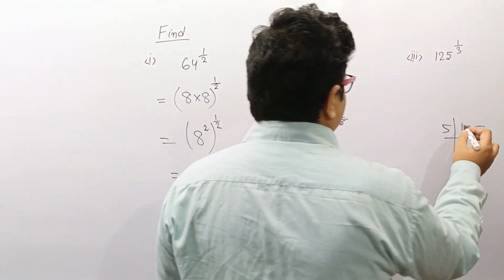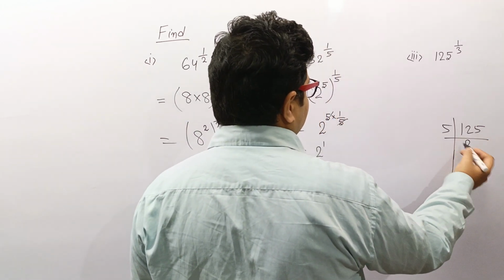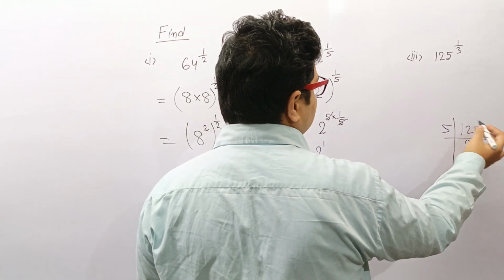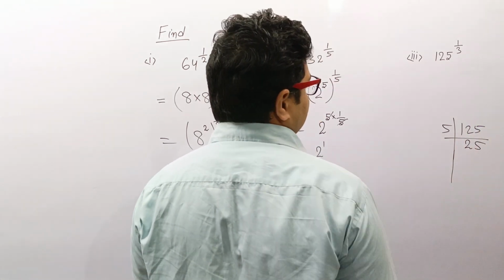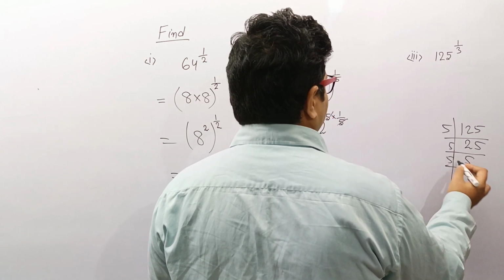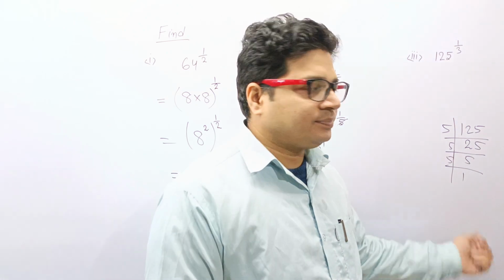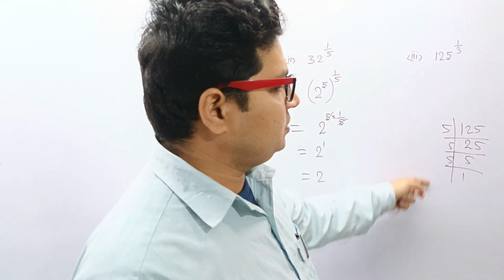Then when you divide by 5, 5 2s are 10. What remains? It is 12, but 5 2s are 10 only. 2 remains, 2 5 is 25, then 5 5s are 25. Again 5 5s are 25 and 5 1s are 5. We do it until we get 1. Now 5 into 5 into 5.